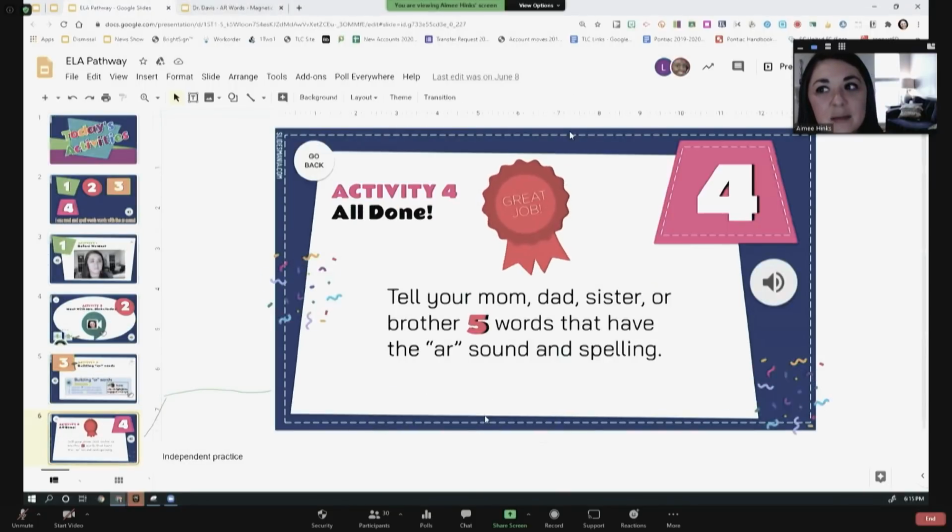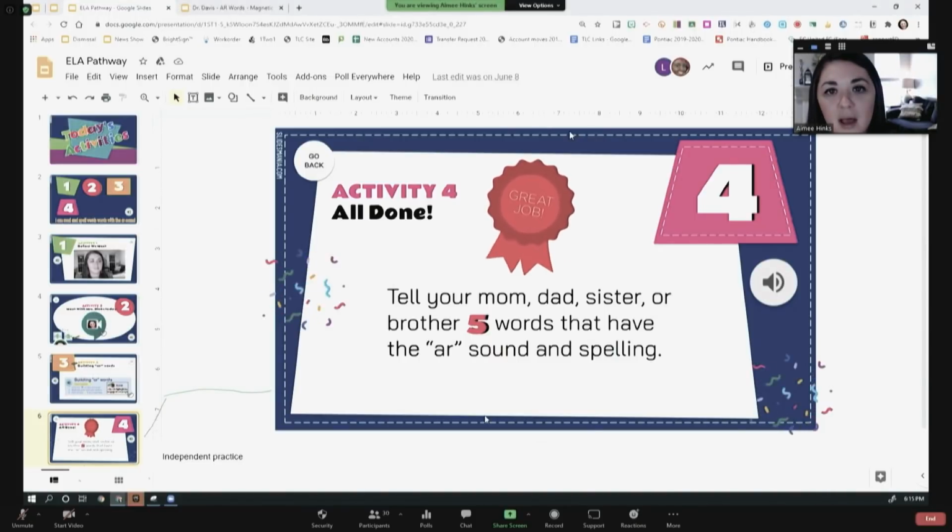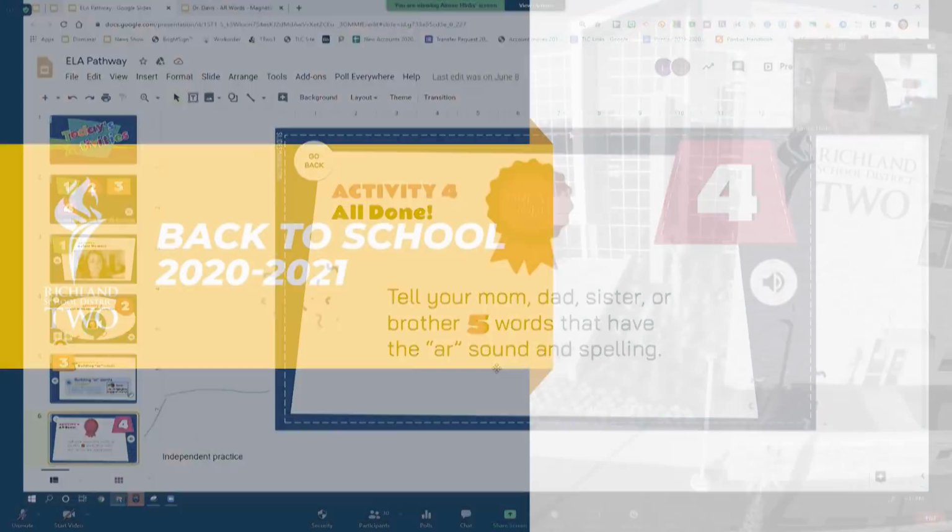And then step 4 of your learning path is your exit ticket, where you're going to get to go tell your mom or your dad or your grandma or your sister or your brother 5 words that you learned that have the R sound in spelling.